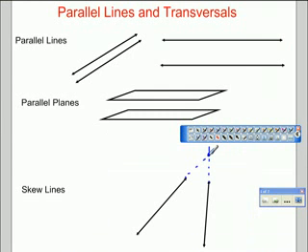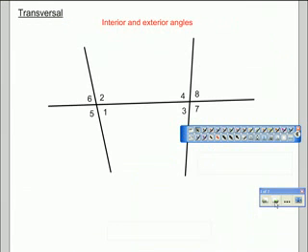Right? So now we know we have two choices if you have two lines. Either they're going to cross or they're not going to cross. There is no other option. So if they're not going to cross, they're parallel. If they are going to cross at some point, they're skew lines.